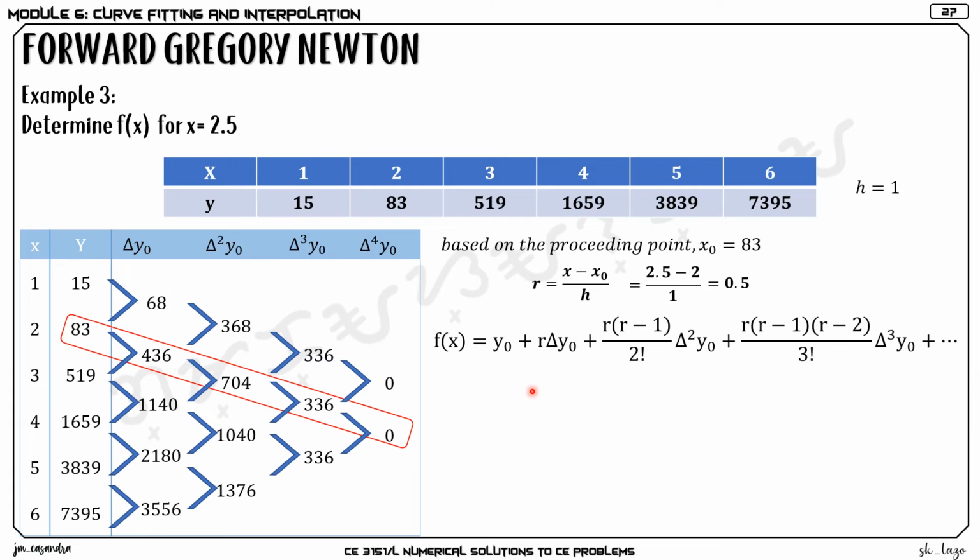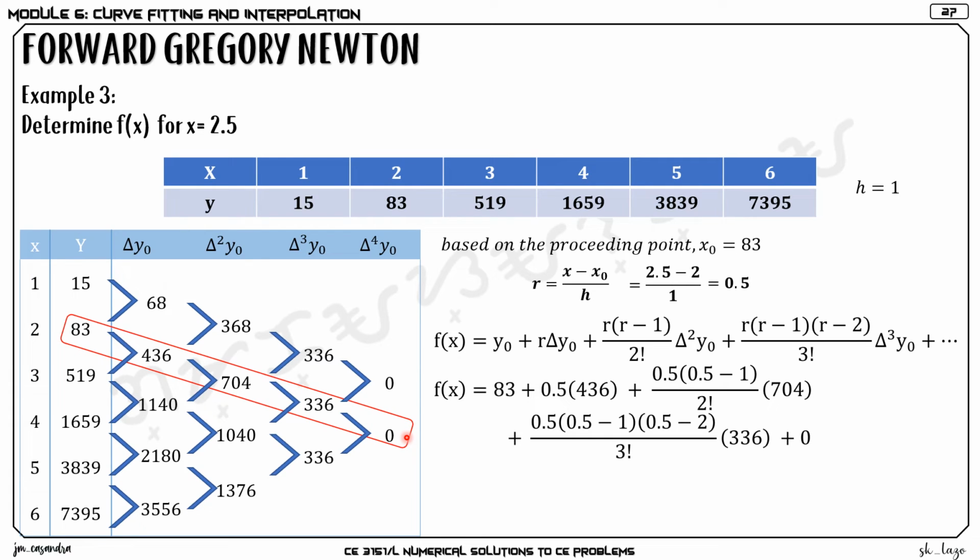So, substituting the values now of r, 0.5, and the highlighted or the enclosed values of y and delta y's, we now get f of x is equal to 83 plus 0.5 times 436 plus 0.5 times (0.5 minus 1) times 704 plus 0.5 times (0.5 minus 1) times (0.5 minus 2) all over 3 factorial times 336 plus 0, which will now give us function of 2.5 is equal to 83 plus 218 minus 88 plus 21, which is also equal to 234.